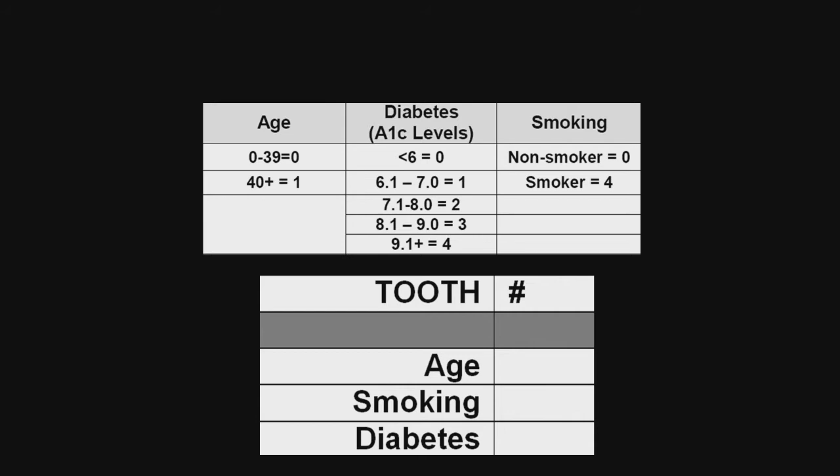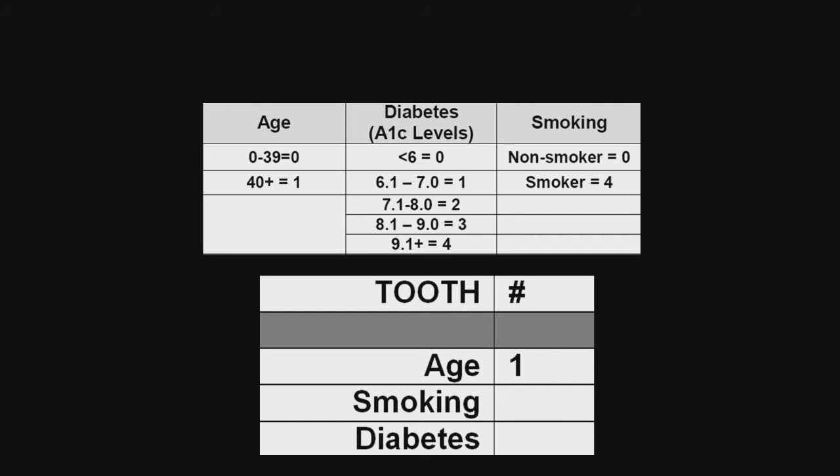If the patient is under 40, they score a 0. If they're over 40, a 1. If they have diabetes, then we use A1C levels and we see what those are there. And finally, if the patient is a smoker, since we know that smoking is the most significant etiologic factor, that scores a 4.